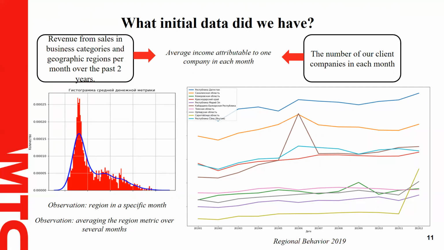On the plot, you can see a histogram of the received metric. It's clear that it's not a normal distribution at all. Let's look at the same metric for regions in 2019. We can see that time series differ one from another. I also want to note as an observation, it's possible to take also the averaged metric of the region over several months or even 6 months.